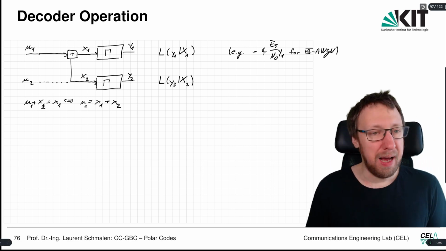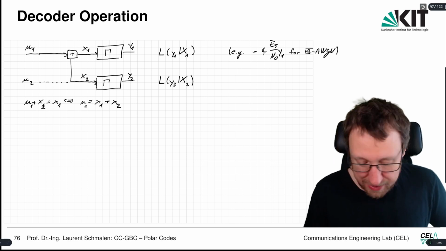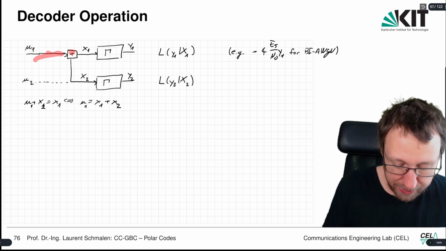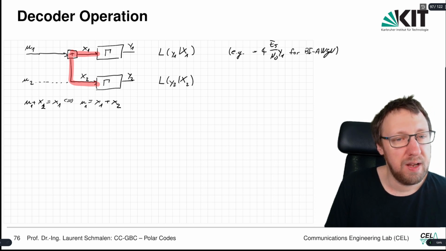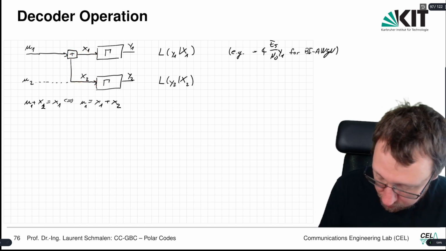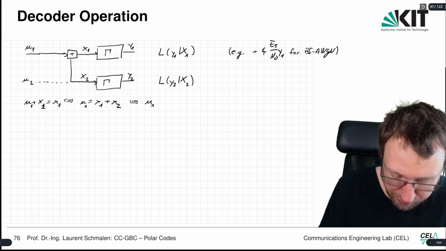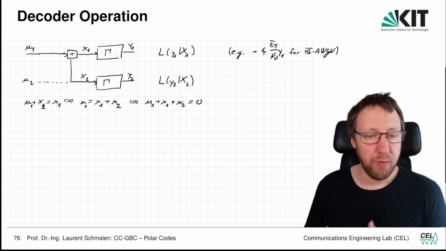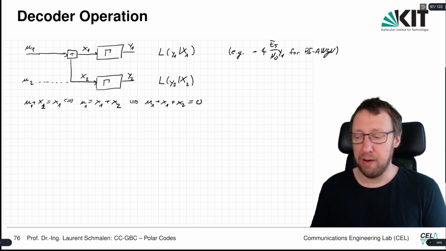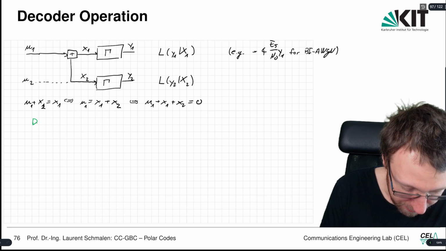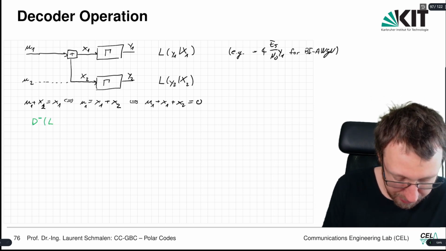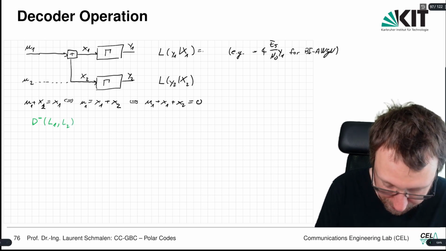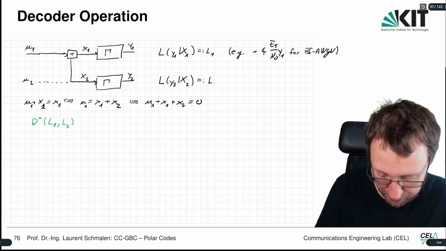And then the decoding of the D minus. This is nothing else than a check node. This is a parity check condition stating that U1 is equal to X1 plus X2, or even another condition states that U1 plus X1 plus X2 must be equal to 0. So it's a parity check operation, and we know exactly how to decode a parity check operation. So D minus has as input L1 and L2.